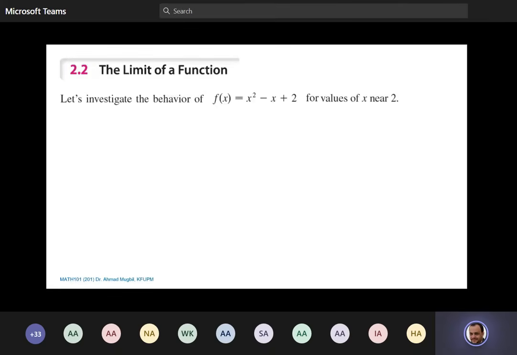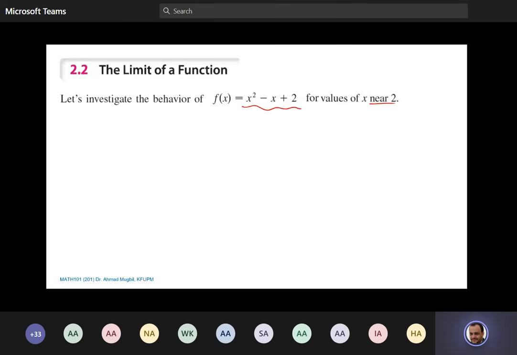Let's now investigate the behavior of this function when the values of x are near 2, not exactly 2. When it is 2.1, 2.2, 1.8, 1.9, and so on. We need to see what will happen to the function. Of course, we started with easy. This is easy because it is a quadratic function, a polynomial. You can sketch the graph.